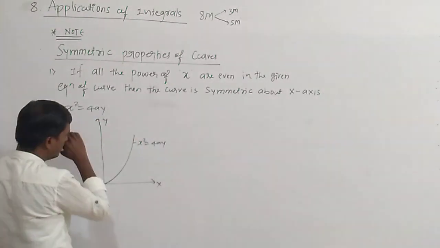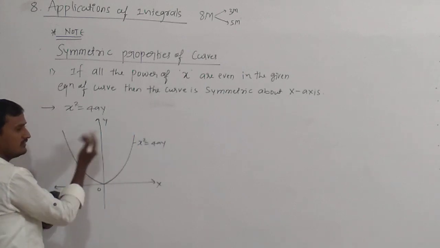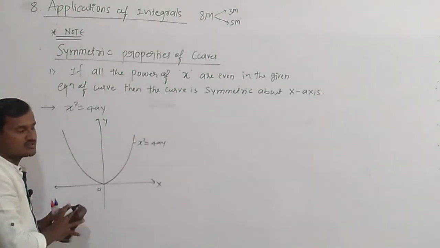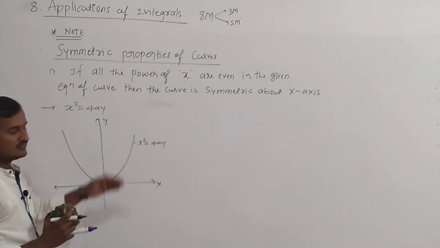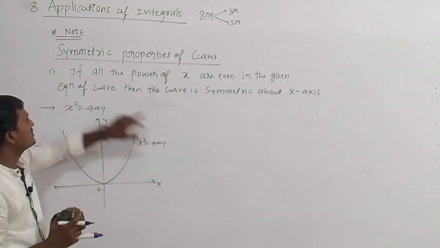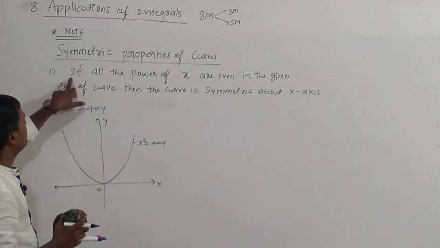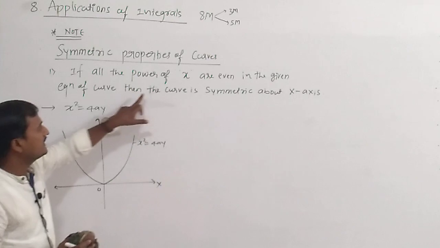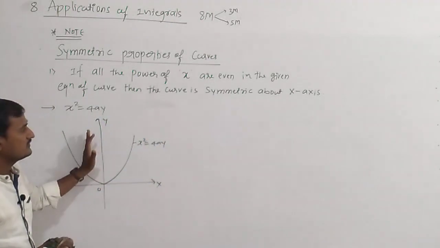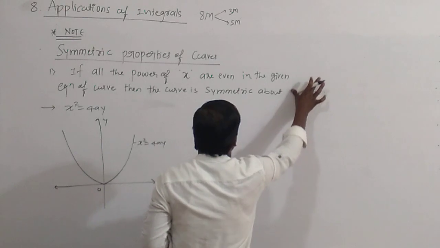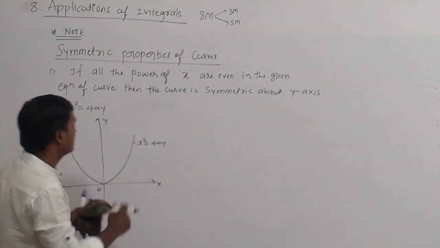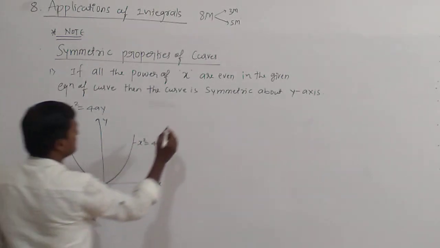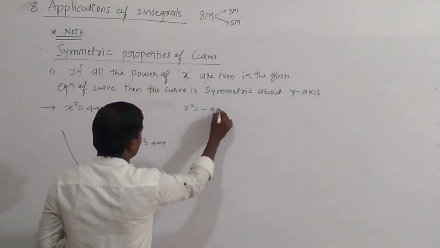So if you fold this curve along the y-axis, you get that this curve is symmetric about the y-axis only. Therefore, to remember this, just observe the power of x. If all the powers of x are even in the given equation of a curve, then the curve is symmetric about the y-axis. Okay, so this curve is symmetric about the positive y-axis. So similarly, if you take x square equal to minus 4ay, right?